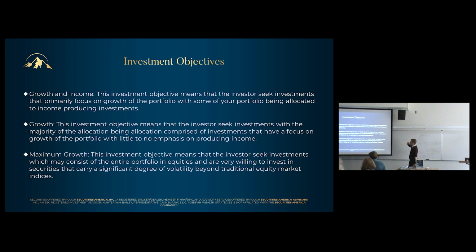Moving up again, we get to growth and income, which sounds shockingly similar to balance, but I don't really find my parent company's definitions helpful, I just roll with it. This investment objective means that the investor seeks investments that primarily focus on the growth of the portfolio, with some of the portfolio being allocated to income-producing investments. Growth and income is again pretty middle of the road, but leaning on that side of equity growth and building the portfolio up.